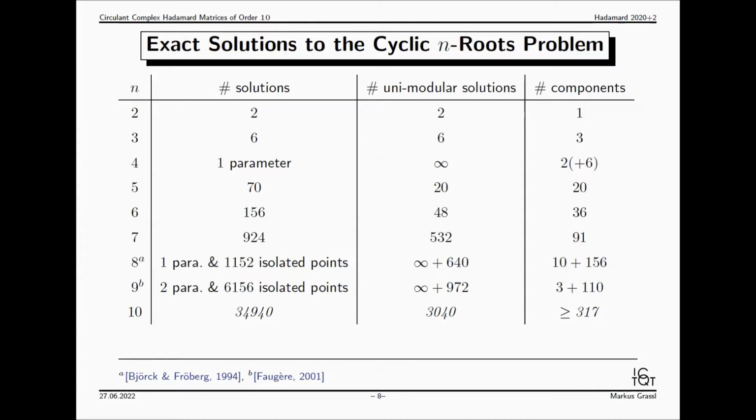So this decomposition was computed by Björk and Fröberg for dimension 8. Fougère did it for dimension 9. So there are 3 two-dimensional components and 110 components which are 0-dimensional, corresponding to these isolated points. In dimension 10, I'm writing we have at least 317 components. That's related to the fact that for some of the components, we have not yet computed the full decomposition of them into irreducible components. So some of them might split further, and that's why we have at least 317 components.